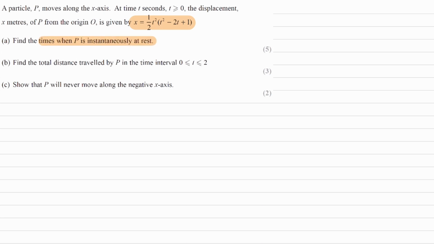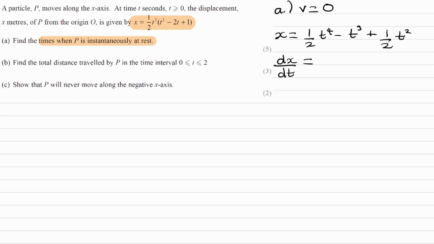Okay, so what that means is, for part A, we're trying to work out when the velocity is 0. So, if I expand out the displacement equation, a half t to the 4 minus t cubed plus a half t squared. To get velocity, we have to differentiate displacement. So dx/dt would be 2t cubed minus 3t squared plus t. And if v is 0, then that means that 2t cubed minus 3t squared plus t is 0. So this is what we're then going to be solving.